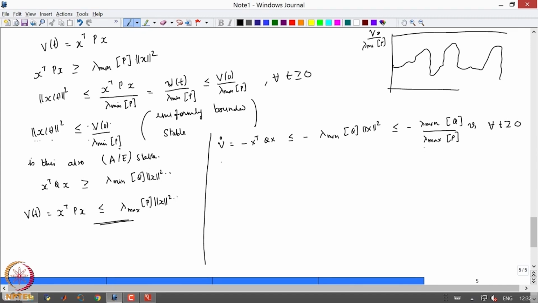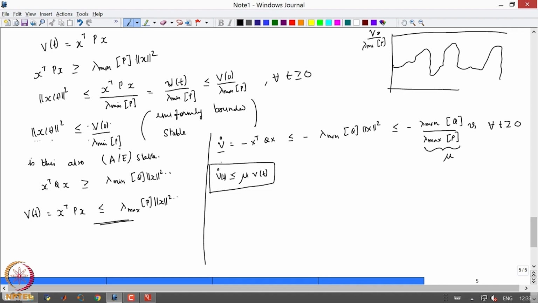Okay. So, this will be a number, right. The minimum eigenvalue of Q is known, and the maximum eigenvalue of P is known. Let me call this minus ratio mu. So, I have V dot is less than or equal to some number mu times V of t. Now I have a differential equation in V which looks like V dot of t is less than or equal to mu V of t.